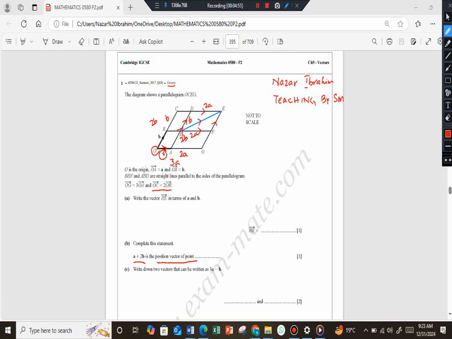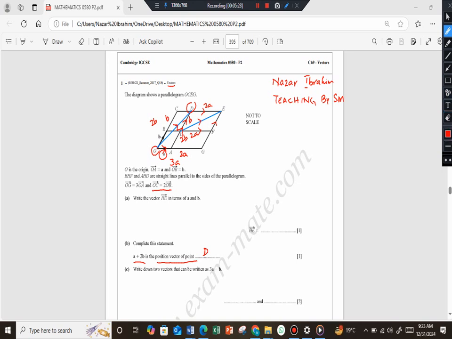Position vector is a vector starting usually from O, the origin. So it is a position vector of D, right? It means that starting from O ending at D, OD basically. So it's a position vector of point D, which can be written as OD. Clear? Position vector is a vector starting from O, right?